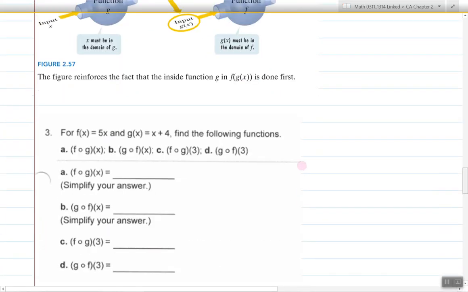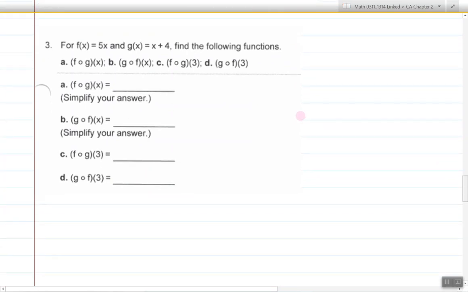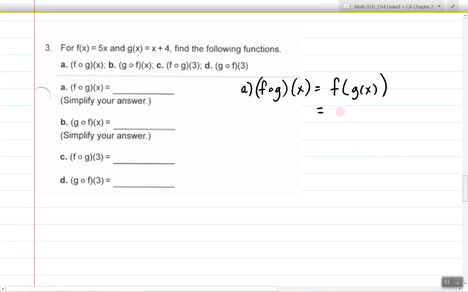All right, number 3. We've got 3 parts. Part A. It says to find f composed with g of x. Now by definition that means f of g of x. Now the f function, which is the outside function, is 5x. So it is 5 times something. 5 times what? 5 times g of x. But what is g of x? It's x plus 4.